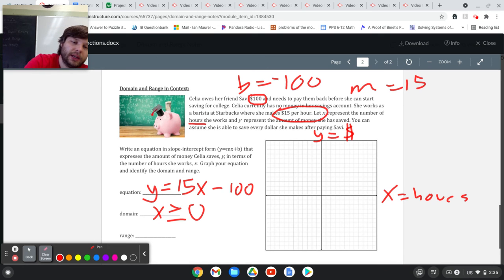When I think about the range, she starts out with $100 in the hole, and then after that, she's making money, so it goes up and up and up. So y is greater than or equal to negative 100.